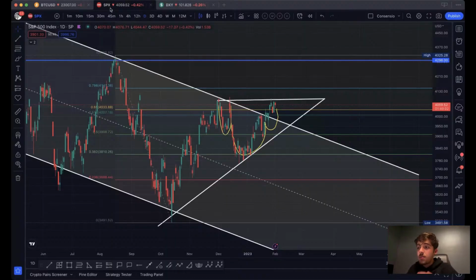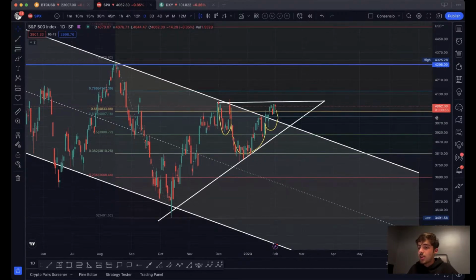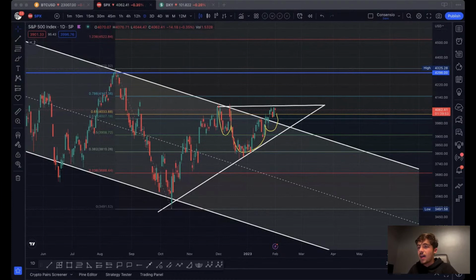And S&P is at a very important level. We're at the 0.65 golden pocket ratio on the Fibonacci. So make sure to keep an eye on that as well.